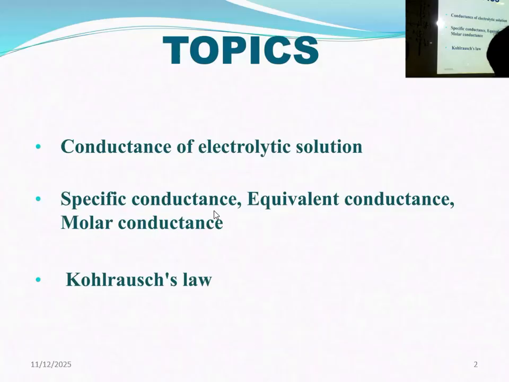And rho is specific resistance. If you take 1 by rho, that is kappa, specific conductance. And what is specific conductance? The conductance of one unit of an electrolyte, as we told already. Make it specific, that means L equal to 1, A equal to 1. If you make L equal to 1 and A equal to 1, then kappa equal to lambda. So that is specific conductance.